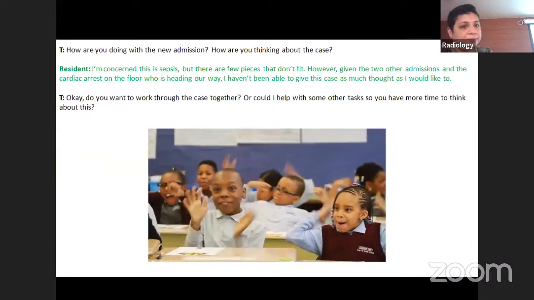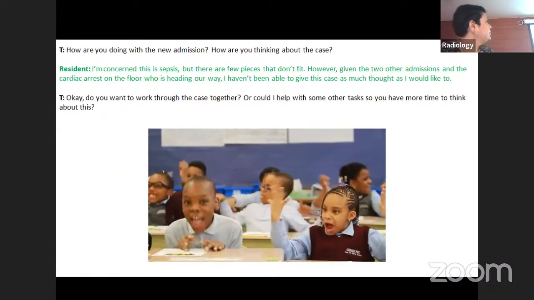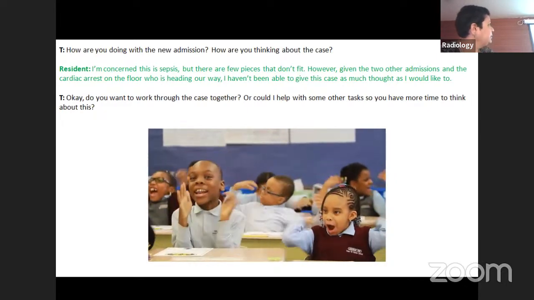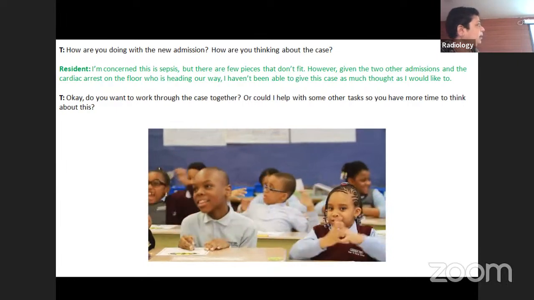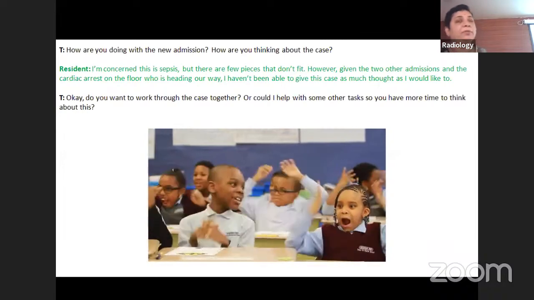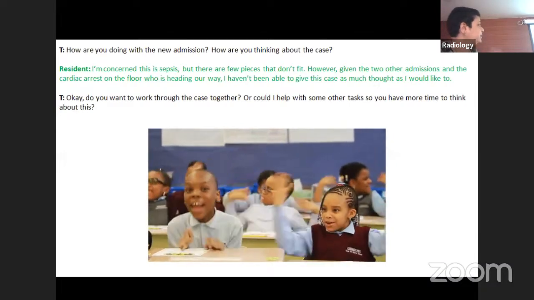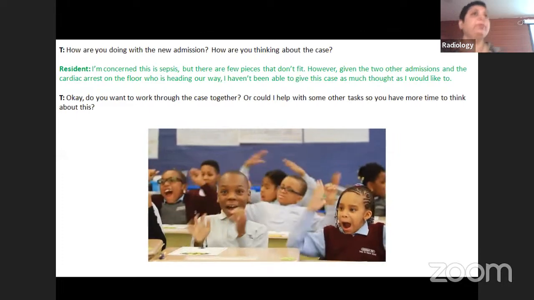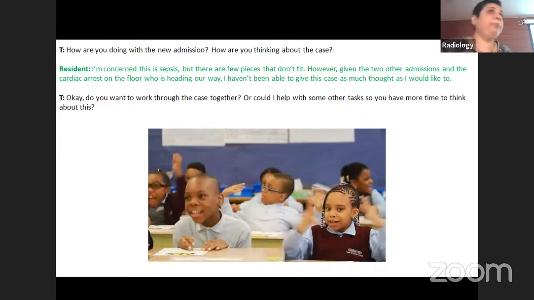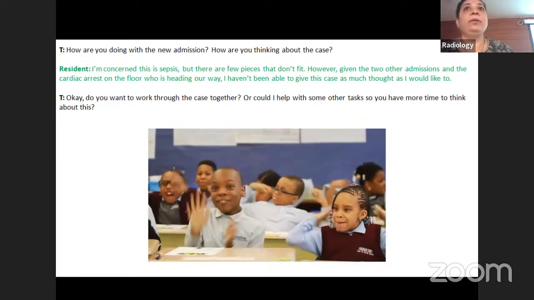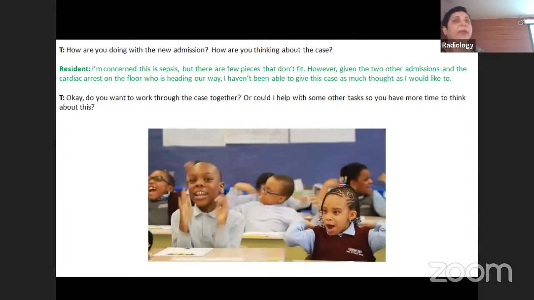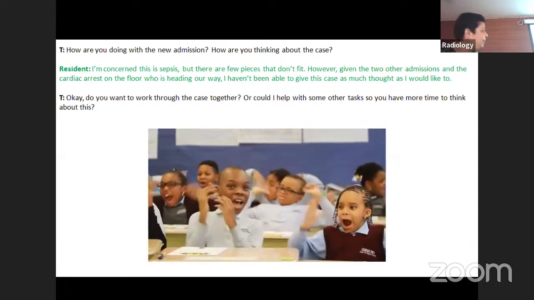On the other hand, if your question is, what's with this new admission? What are you thinking? I'm concerned there is sepsis, but there are a few pieces that don't fit. However, I couldn't really see the patient properly overnight. I have to see. So the facilitator says, okay, shall we look at the case together? Or you do something else, I'll help you out with the other cases, and maybe you can have a detailed look at this case. So you will have happy residents and a happy working environment if you look at it this way.